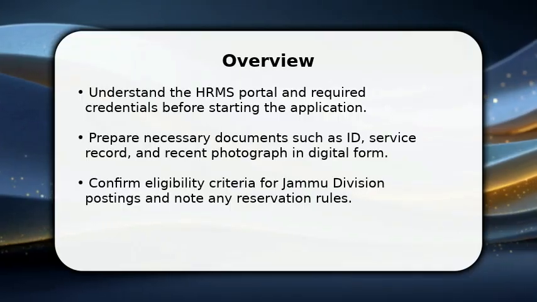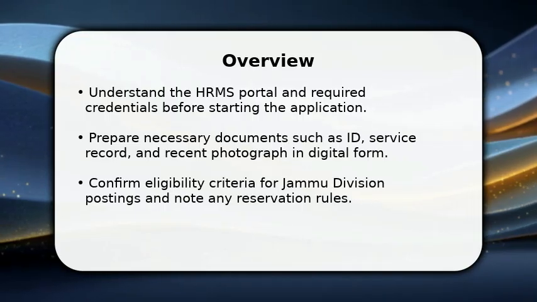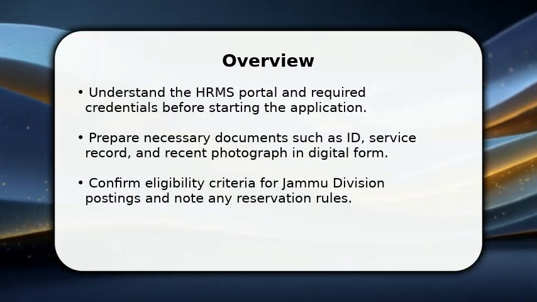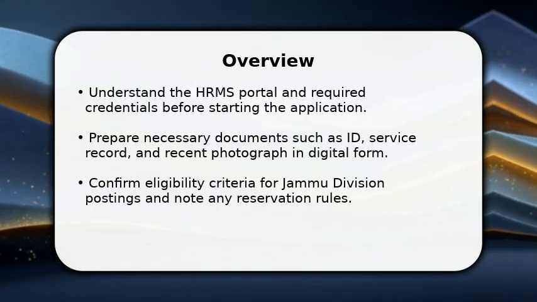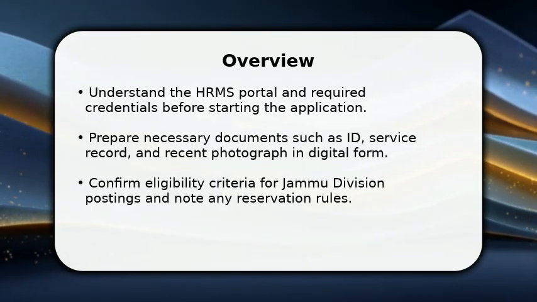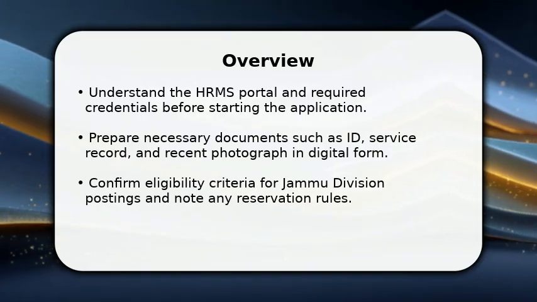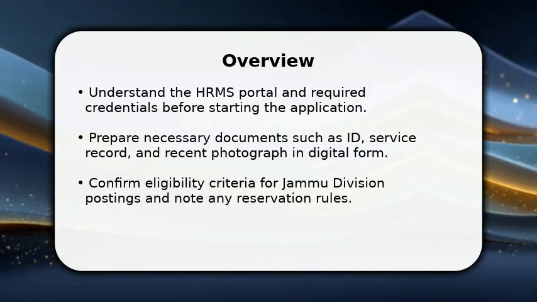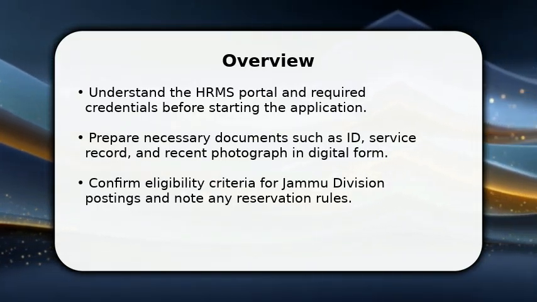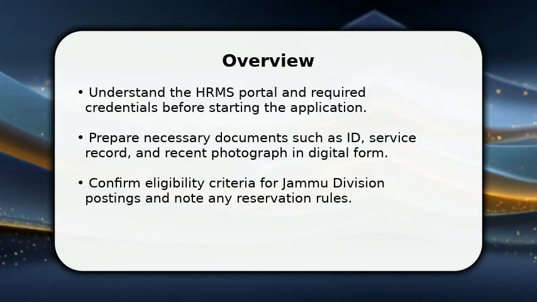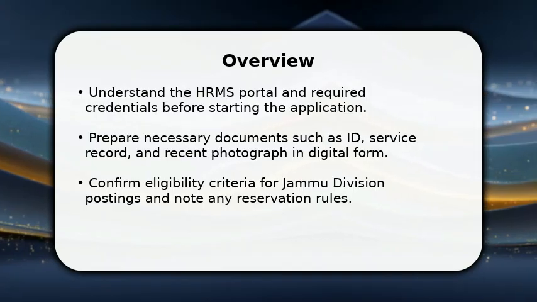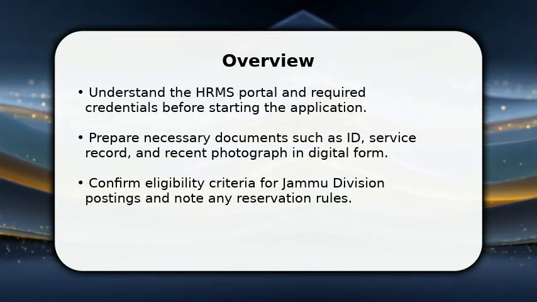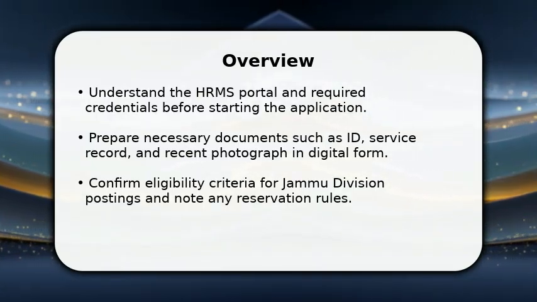In this video, I will explain how to apply for Jammu division in HRMS. Start by logging into the HRMS portal with your employee ID and secure password. Then navigate to the Transfer or Application section and select Jammu division from the location list. Next, upload scanned documents in the specified formats, double-check all fields for accuracy, and submit the application while noting the reference number displayed on screen for future tracking.